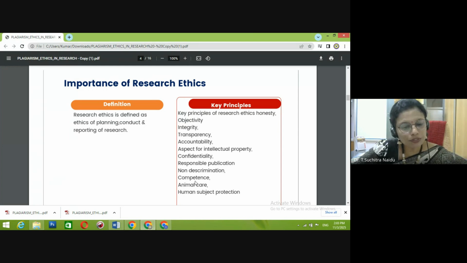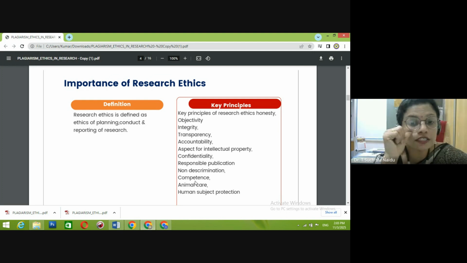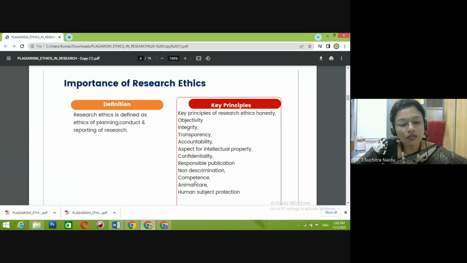What are the key principles of research ethics? First one is honesty, objectivity. What do you mean by objectivity? Objectivity means, as it is said, it is based on facts and figures, and not on our beliefs or feelings. It is not ruled by our emotions or feelings, but it is based on facts and figures. Then coming to the next one, that's integrity. Integrity is about being honest, having firm moral principles and values.